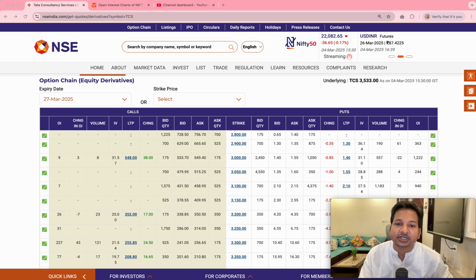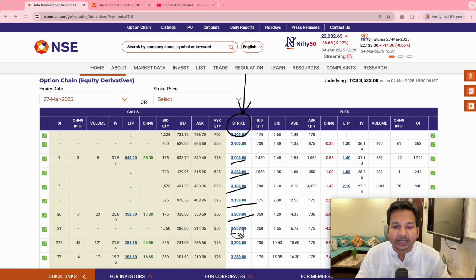So what is the option chain? The option chain shows how many quantities of puts and calls are available to trade in any stock or index. It shows currently traded contracts. How does it show? The middle column represents the strike price. For TCS, every 50 strike price has call and put options available: 3150, 3200, 3250. Like this, the middle column is showing the strike price.